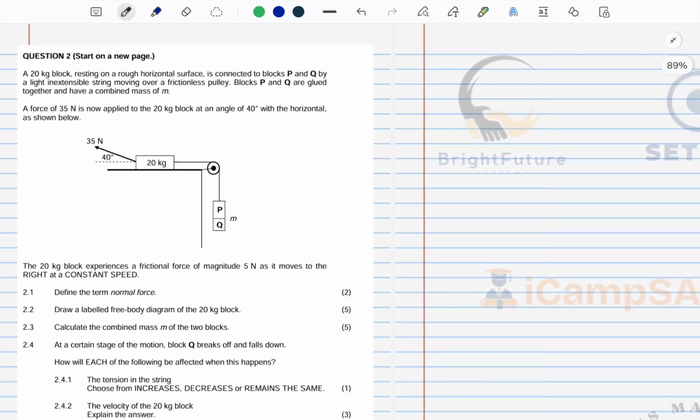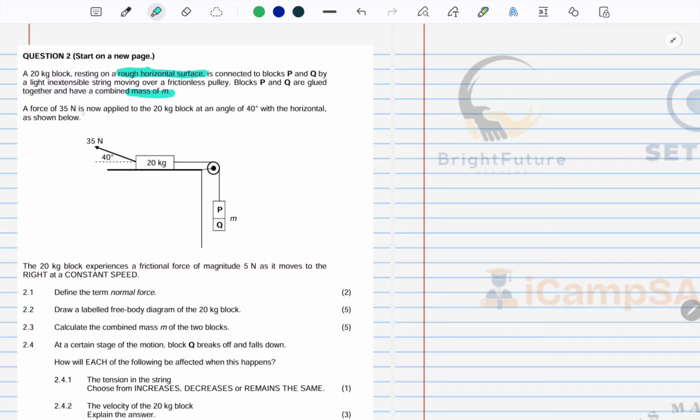So we're doing the 2020 paper, November. Here we've got a 20 kg block resting on a rough horizontal surface. These are the things to note: this is a rough horizontal surface. It's connected to blocks P and Q by a light inextensible string moving over a frictionless pulley. Blocks P and Q are glued together and have a combined mass of M, as we can see from this diagram.